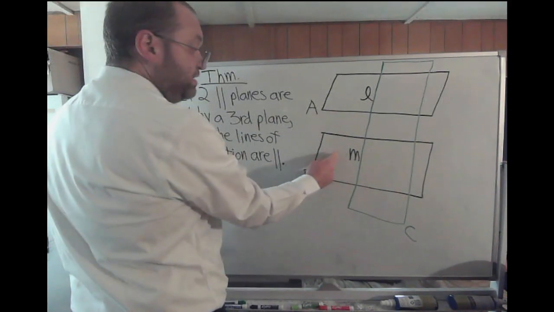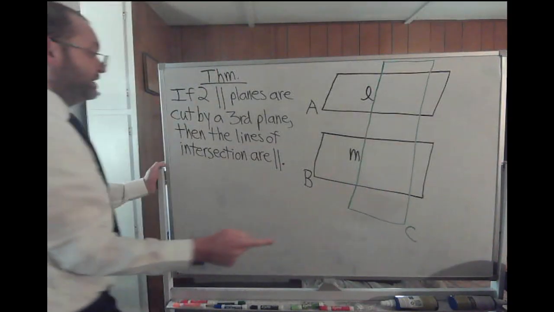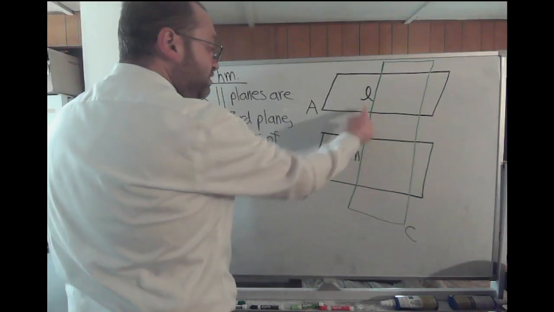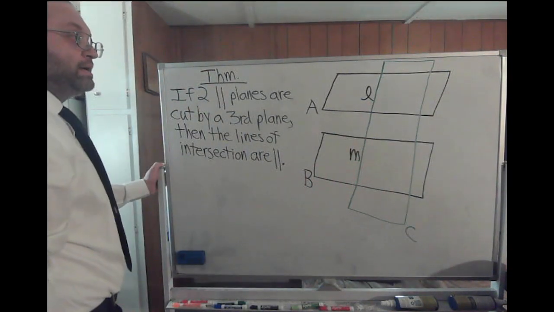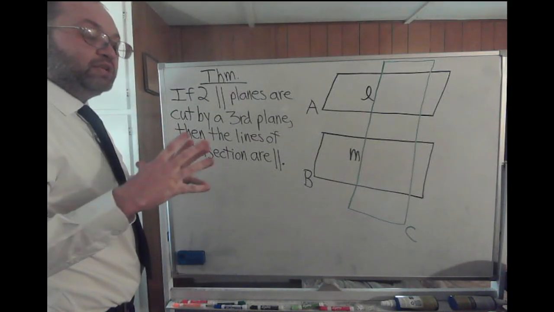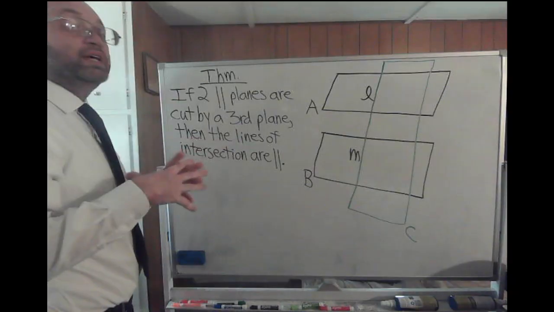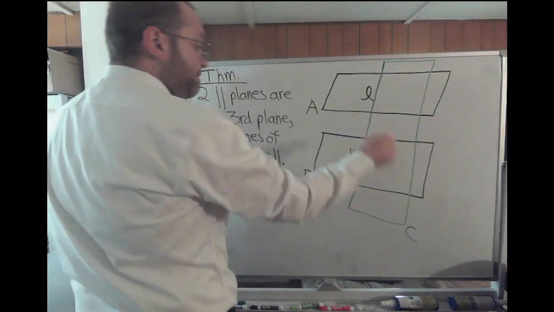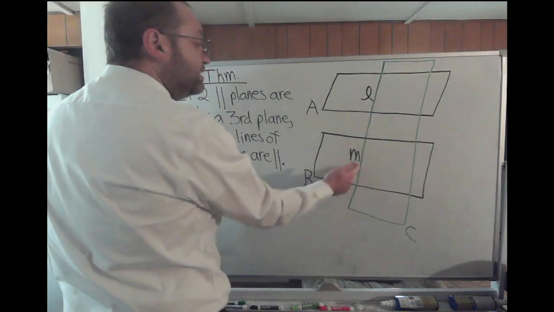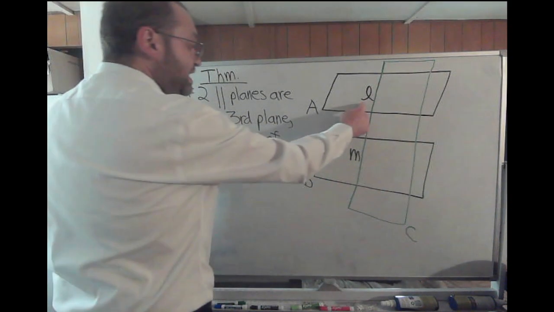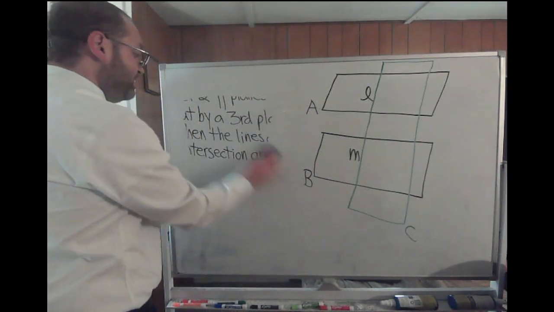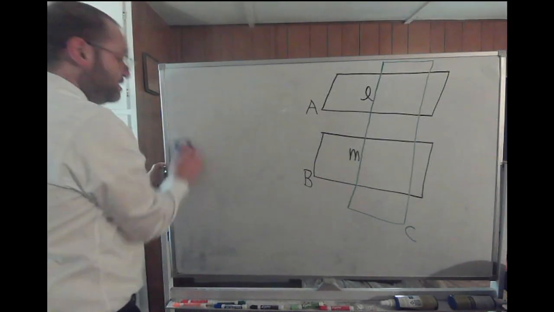planes A and B, they don't touch, they're cut by a third plane, plane C, then the lines of intersection are parallel. So what that's saying is, for this example, that line L would be parallel to line M. Because we go back to the definition of planes intersecting. When we talk about planes intersecting, the point of intersection of two planes is a line. So plane C intersects plane A at line L, plane C intersects plane B at line M. What that's saying here is that line L is parallel to line M. And yes, we are going to prove it. You know, I couldn't let you get off without a proof today. Certainly not.